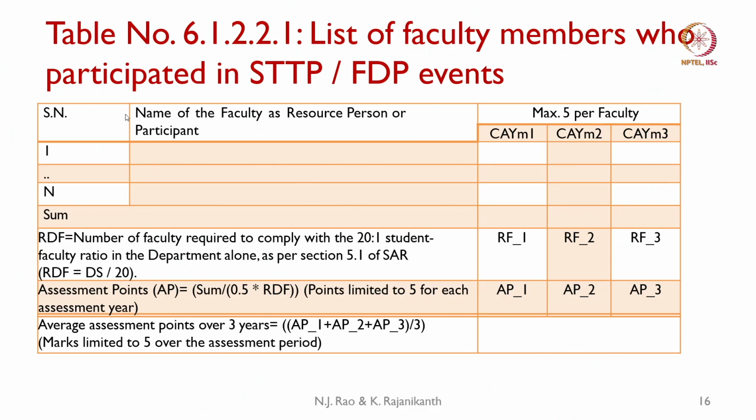So, basically what you are looking at is what percentage of the faculty have participated in STTP or FDP events. And of course, you get only a maximum of 5 marks per faculty, because otherwise only one person can hog all the marks, because that person keeps attending these programs. That is not desirable. So, we look at the participation by faculty uniformly across the department. The average assessment points over the 3 years are taken, and the marks are limited to 5 over the assessment period.